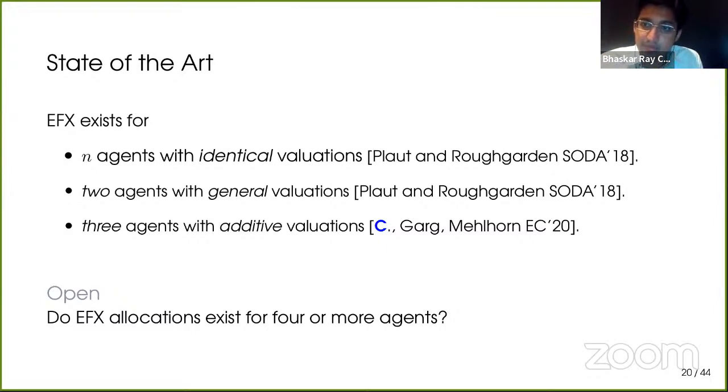So let me make it a little bit more clear. What is open? For 4 agents, even with additive valuations, we don't have a proof that EFX allocations exist. For 4 agents with general monotone valuations, where the only assumption on valuation functions is monotonicity, we do not have a counterexample showing that EFX does not exist.